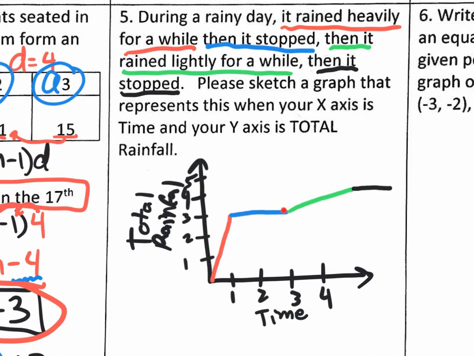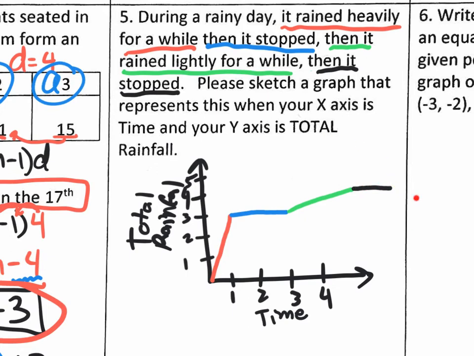It stopped for a couple hours. And then it rained lightly. That means it is going up. There is a little bit more rain, but it's over a long period of time. It's raining lightly. Compare this heavy rainfall with this light rainfall. This is a steep slope. This is a very small slope. Does that make sense? And again, it flattens out. At the end, it stops.